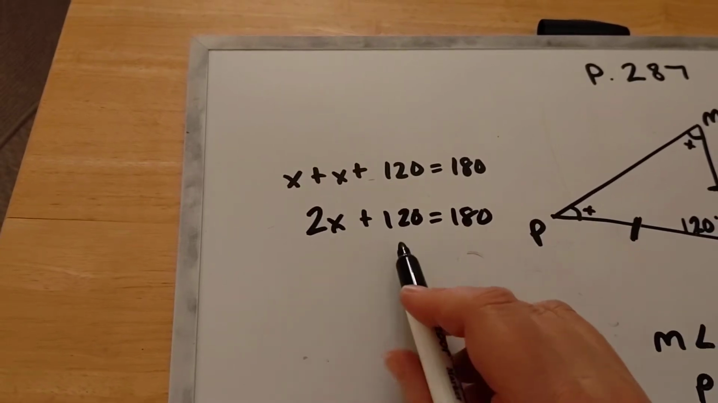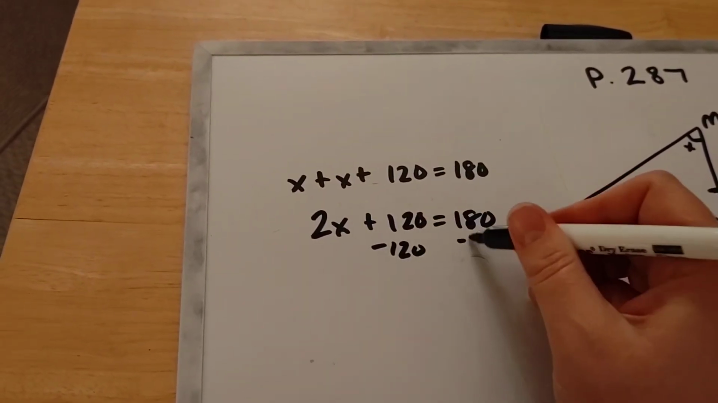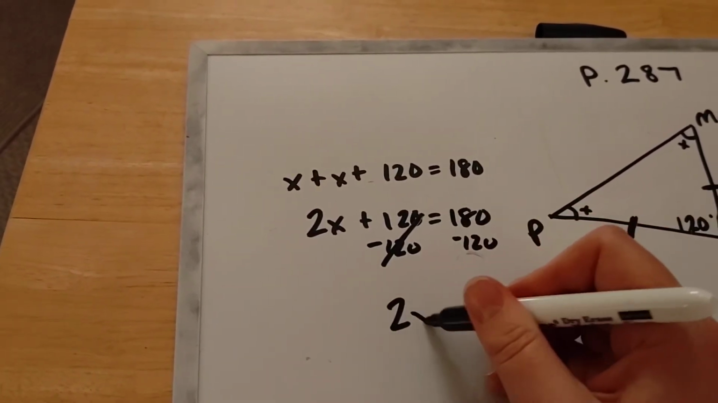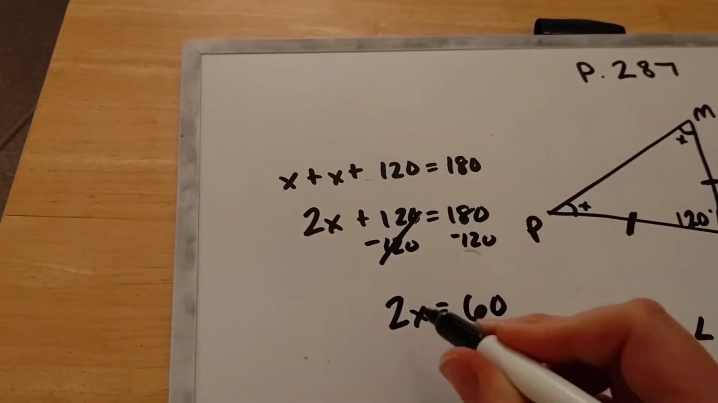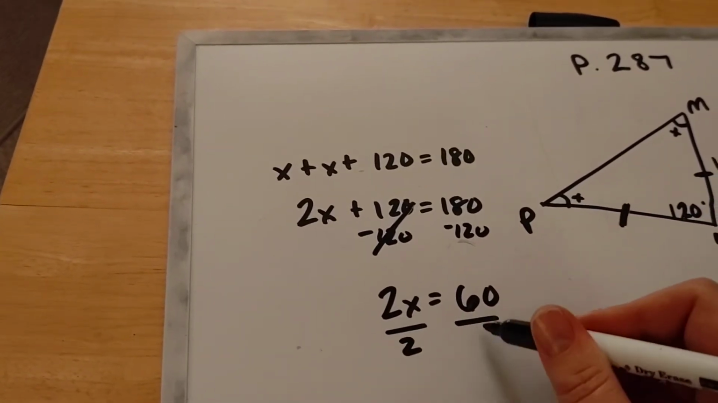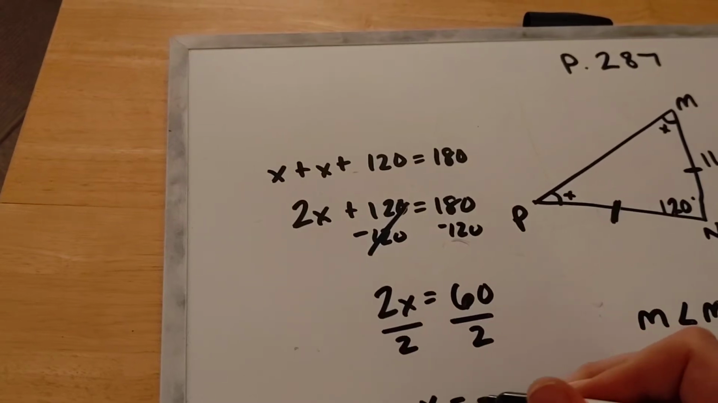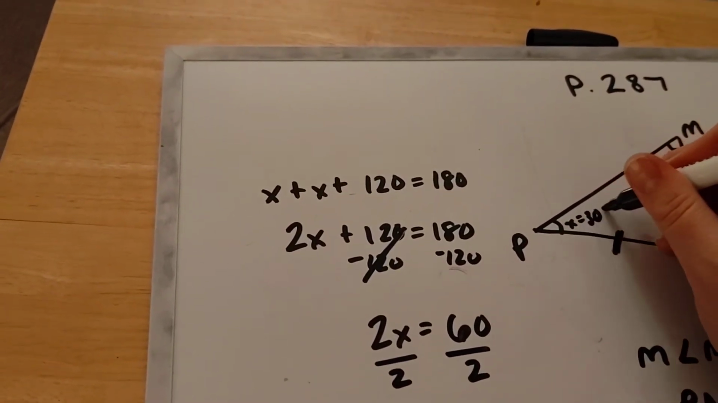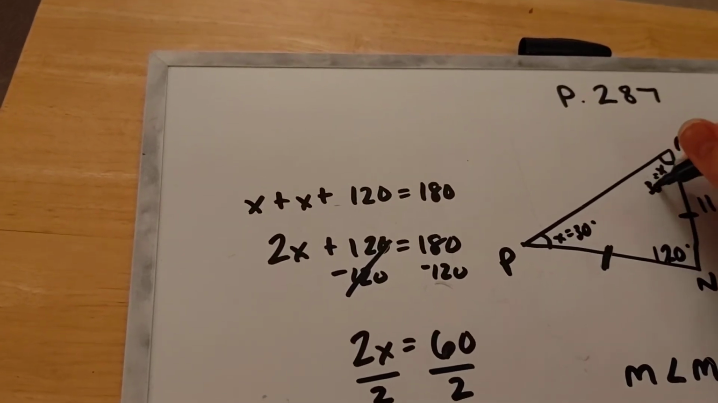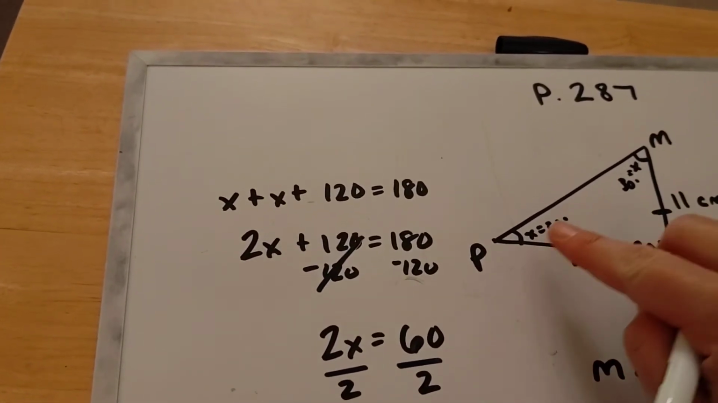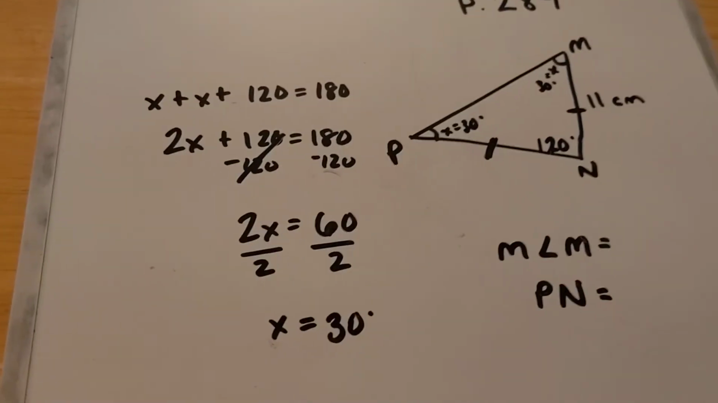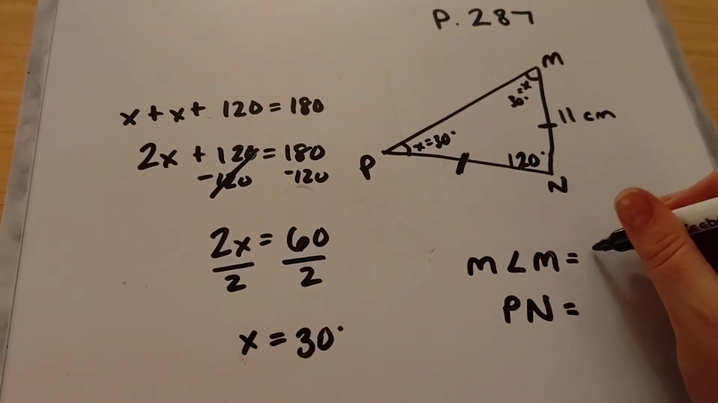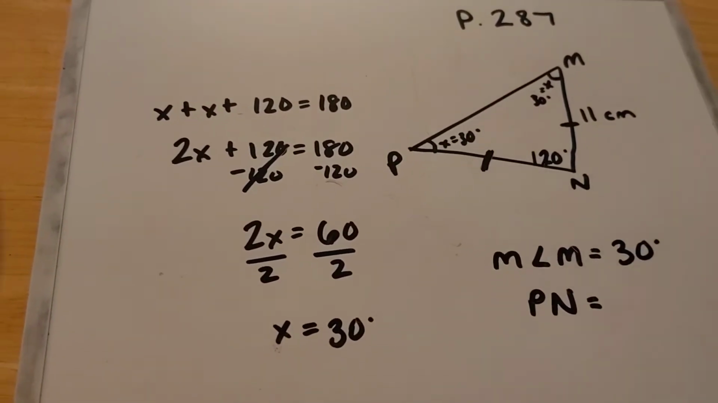I'd like to get X alone. Let's subtract 120 from both sides. 2X equals 60. Again, I want to get X alone. Let's divide both sides by 2. X equals 30, which means this angle, 30 degrees, this angle, 30 degrees. 120 plus 30 is 180, so I know I did it right. The measure of angle M is, in fact, 30 degrees.